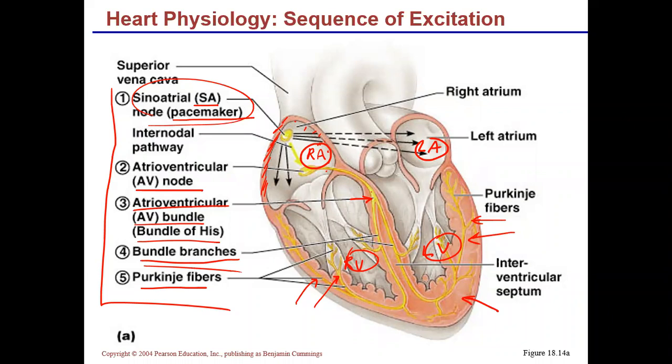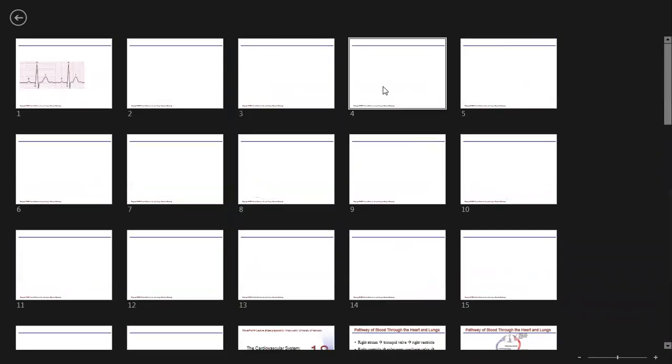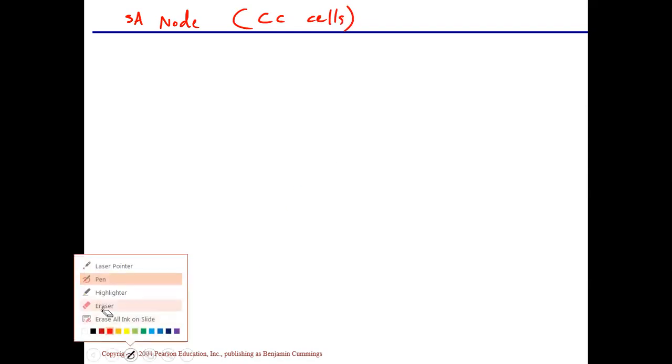All right. So let's go ahead and dive inside these SA nodes, or perhaps the autorhythmic cells, and see what kind of channels they possess, and what we need to know about that. So we are going inside of the SA node. So this is, for example, the SA node. And again, these are the CC cells, contractile cells. All right. I'm sorry, it's not autorhythmic cells, sorry.